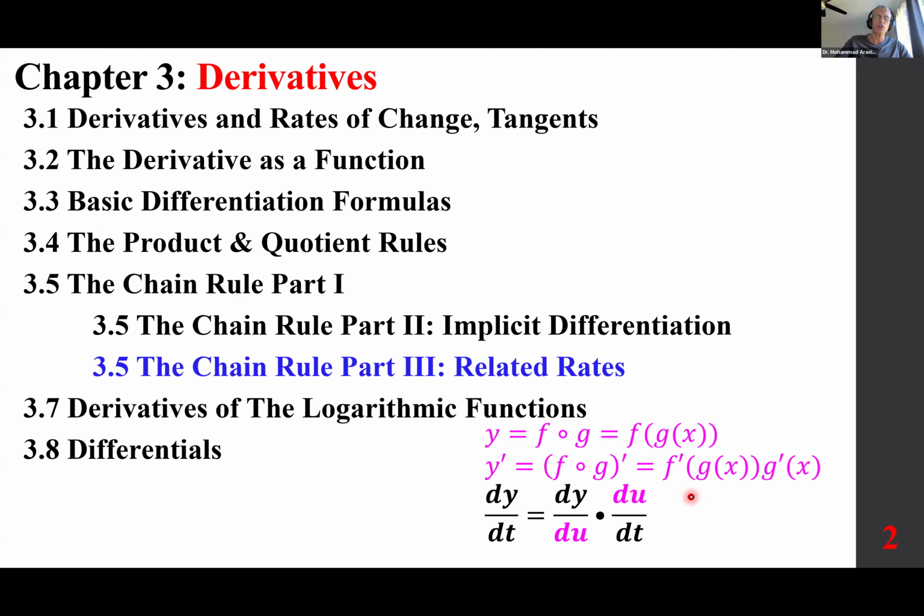From a composite function, we get the chain rule. So for f of g, the derivative would be f prime of g of x times g prime of x. Or in Leibniz's notation, dy/dt is dy/du times du/dt, or dy/dx is dy/du times du/dx. In this section, related rates, t is the independent variable.